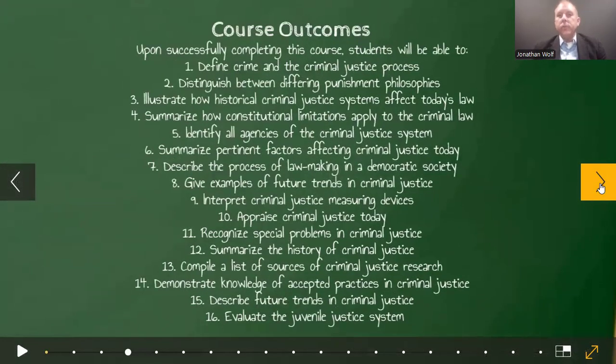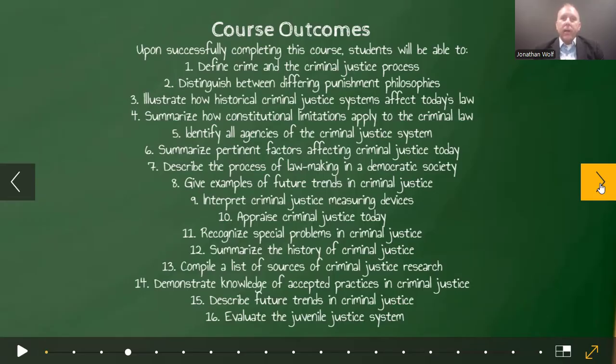The course outcomes, they're plentiful. So after successfully completing the course, students will be able to define crime and the criminal justice process, distinguish between differing punishment philosophies, illustrate how historical criminal justice systems affect today's law, summarize how constitutional limitations apply to criminal law, identify agencies of the criminal justice system. We'll summarize pertinent factors affecting criminal justice today.